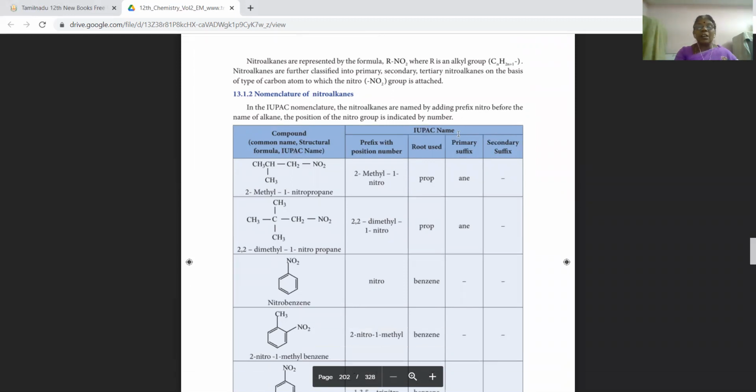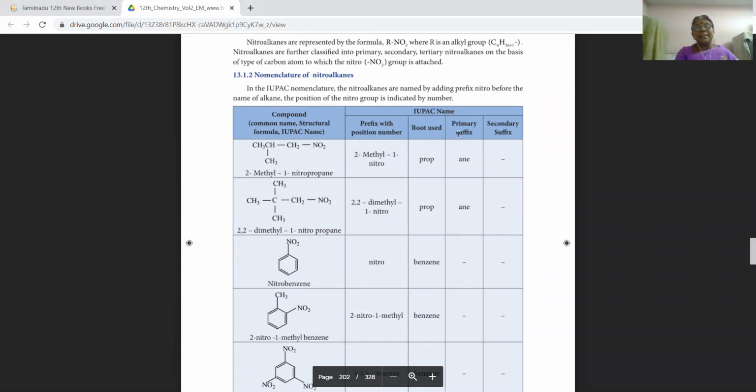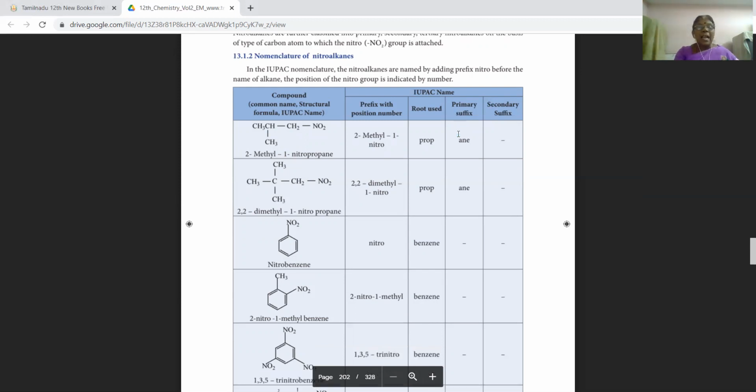Next is nomenclature of nitroalkanes. In IUPAC nomenclature, the nitroalkanes are named by adding the prefix nitro before the name of the alkane, and the position of the nitro group is indicated by a number. For the first compound, (CH3)2CHCH2NO2, that is called 2-methyl-1-nitropropane. And the second one is CH3C(CH3)2CH2NO2. That is called 2,2-dimethyl-1-nitropropane. And coming to the aromatic structure, with the phenyl group, NO2 will be there. Now, that is called nitrobenzene.